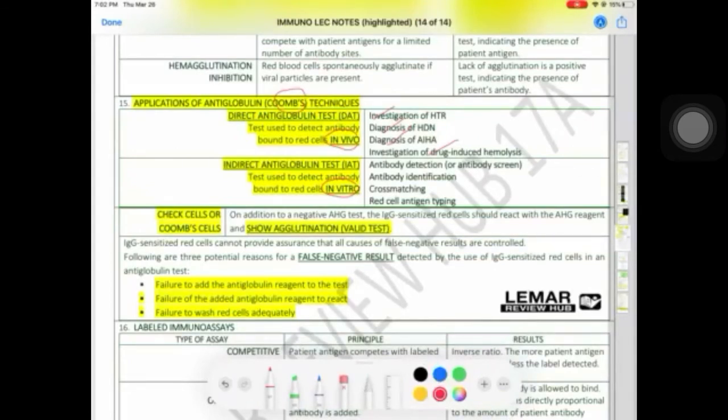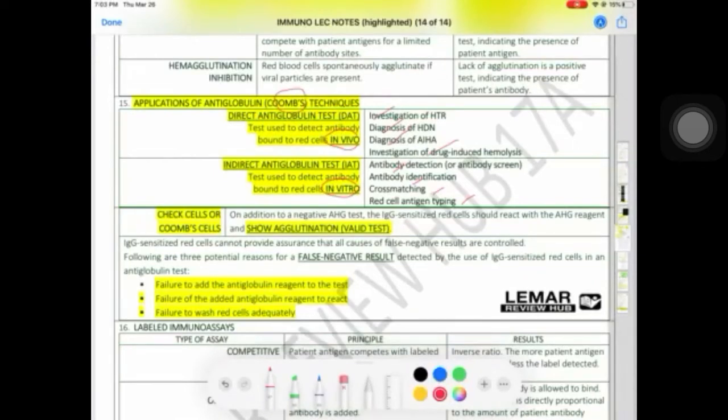Anong application ito? Antibody detection, antibody identification, cross-matching, red cell antigen phenotyping. Anong halimbawa po nito? Yung Du test. Test for the weak D antigen is an example of what type of test in indirect Coombs.